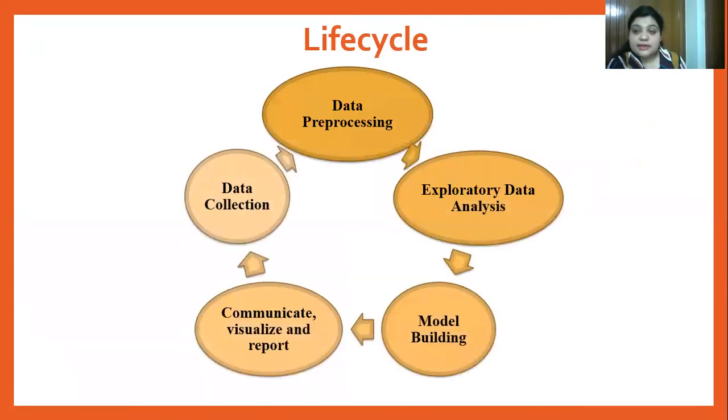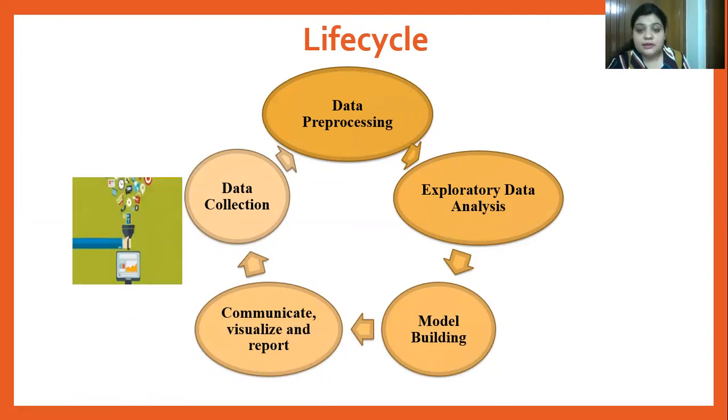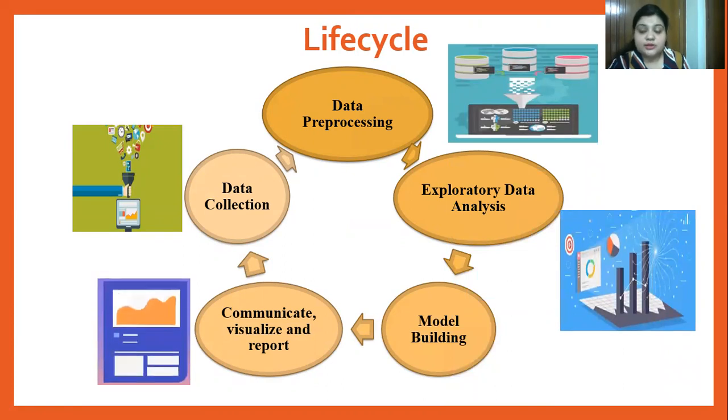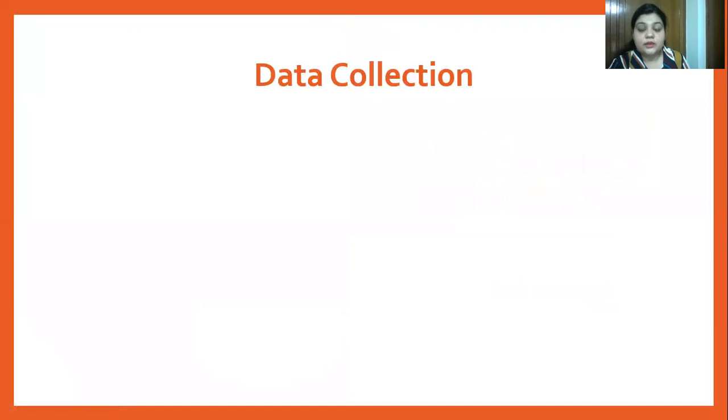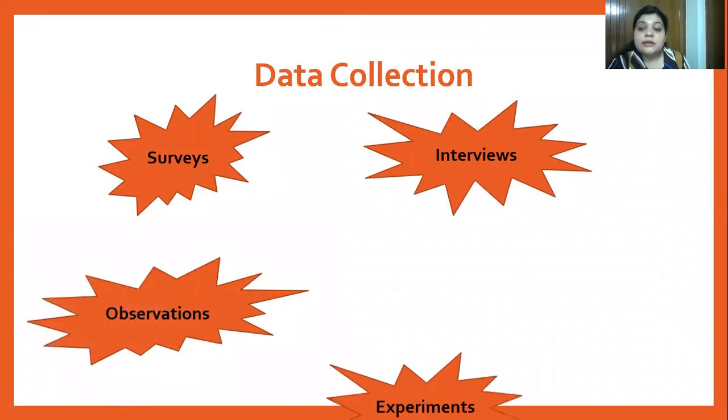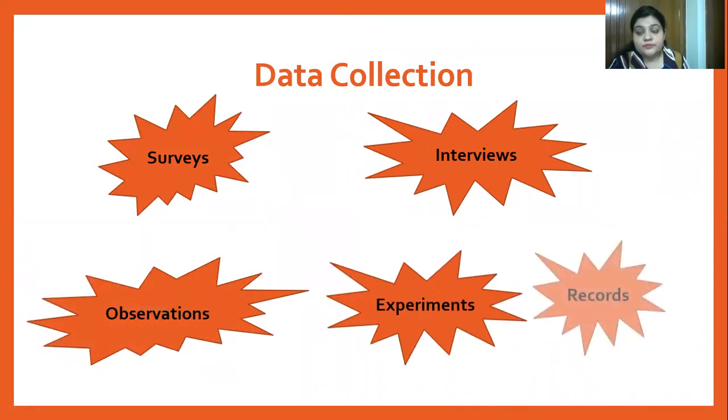Data science starts with collection of data, pre-processing, exploratory data analysis, model building, and visualization and reporting. So let's see our first step, that is data collection. Data can be collected through many methods such as surveys, interviews, observations, experiments, and records.